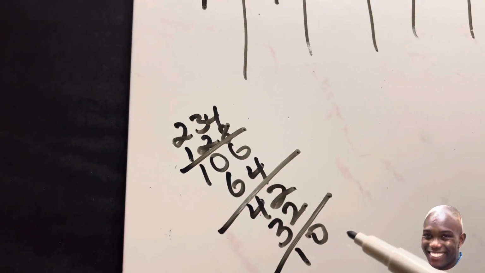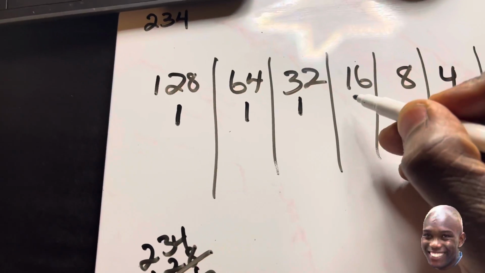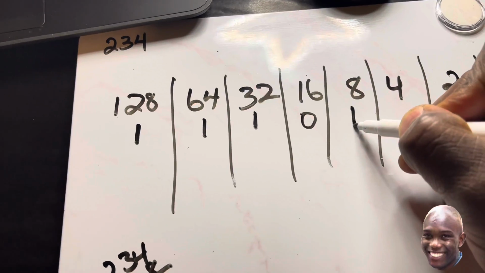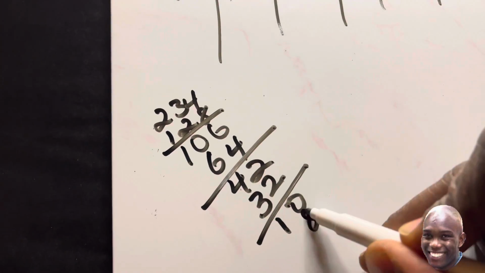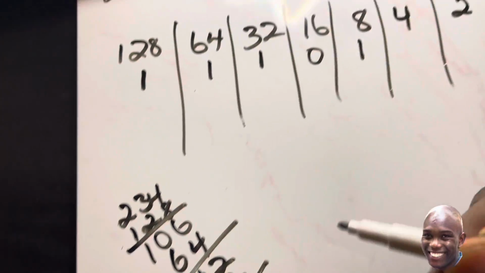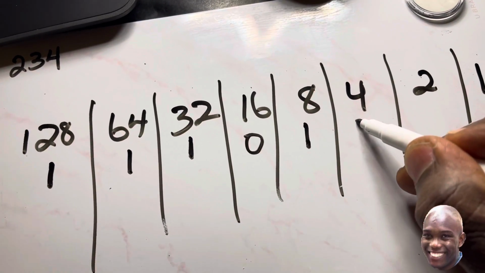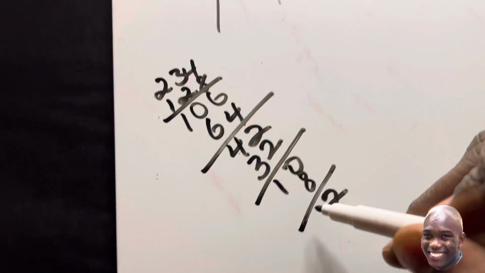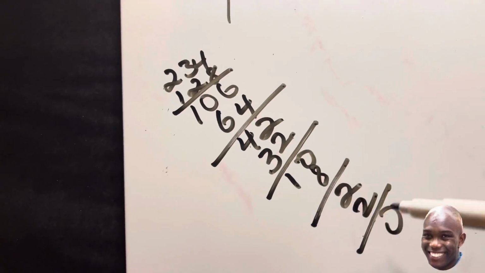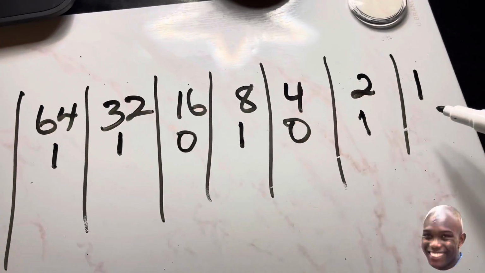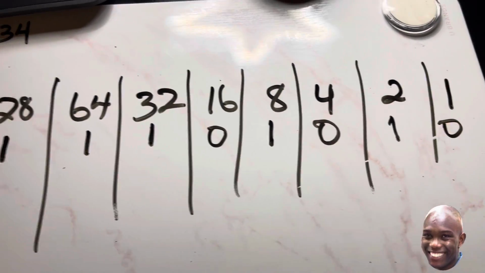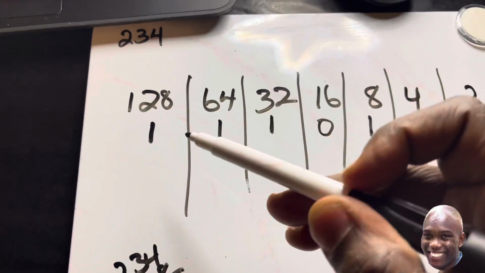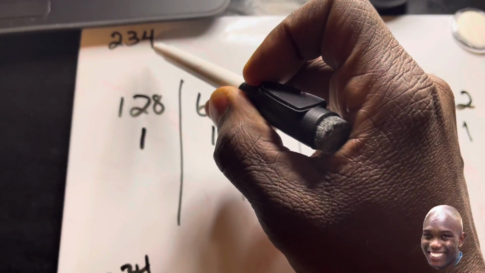Now 10 is less than 16, so this is going to be 0. But 10 is greater than 8, so you put on this one here. If you minus 8 here again, you would end up with 2. So 4 would be off. 2 would be on, and you bring back the 2 here again. This is 0, and 1 would be off. So this is how we do the conversion from decimal to binary.